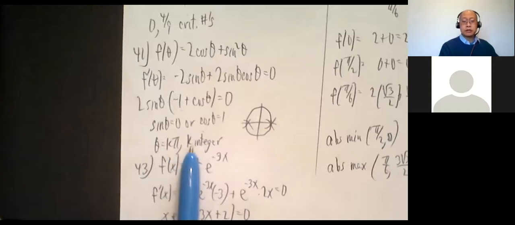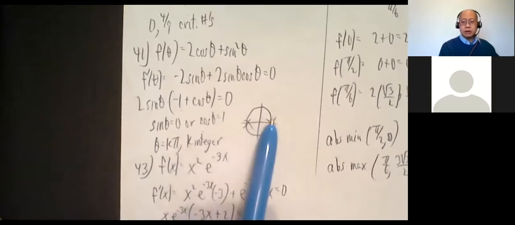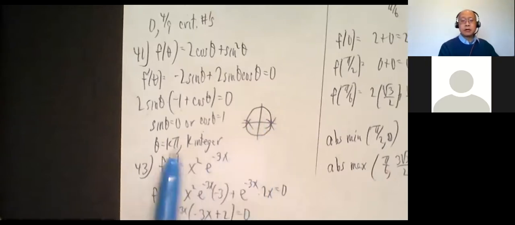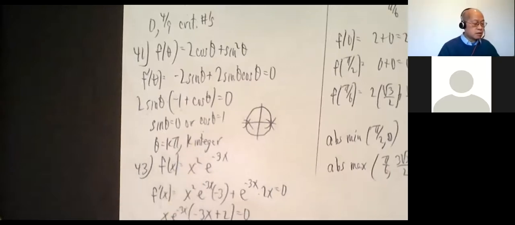So these are the critical numbers. Meaning 0, pi, 2 pi, 3 pi, 4 pi, 5 pi, and also negative pi, negative 2 pi, negative 3 pi, and so on. So all of those, we have an infinite number of critical numbers in this particular case.